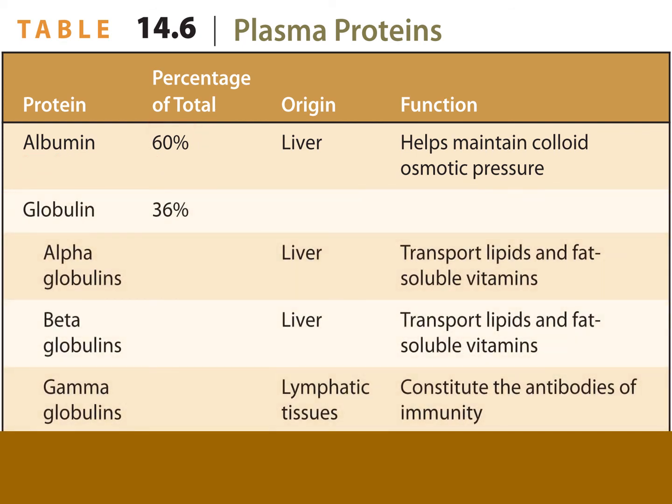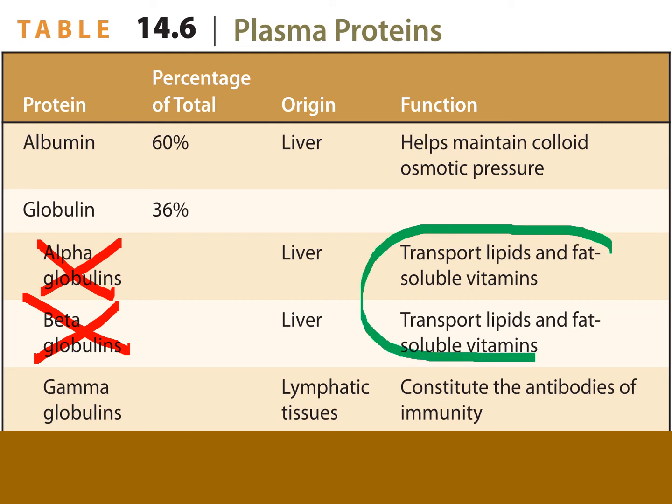The second most abundant plasma protein are referred to as globulins. And we're really not going to spend any time talking about alpha or beta globulins. These have a more important role to play in the digestive system. And that's where we talk about the transport of lipids within the digestive tract or from the digestive tract. And when you get into the nutrition chapter next semester, you'll talk about these fat-soluble globulin molecules.